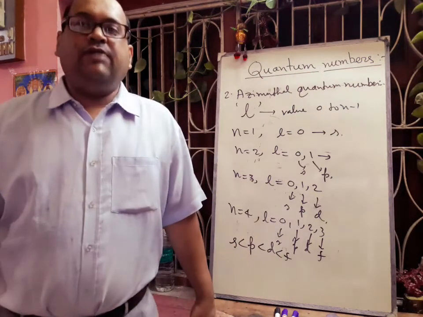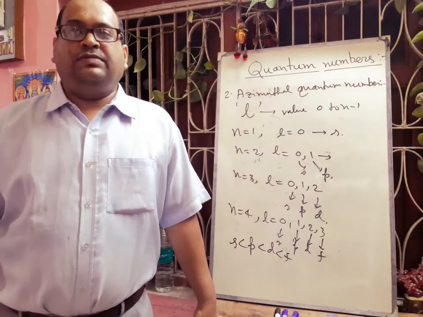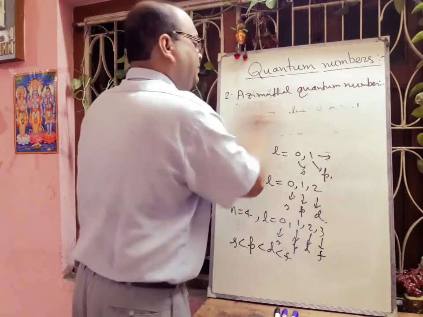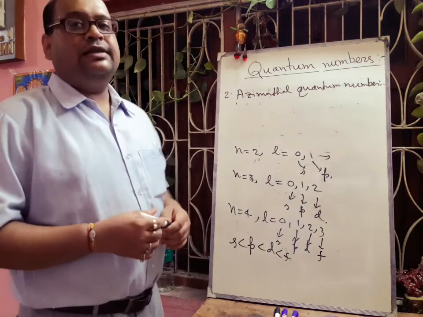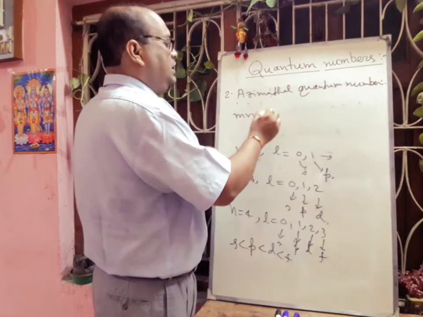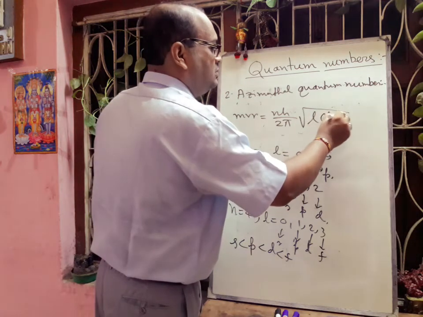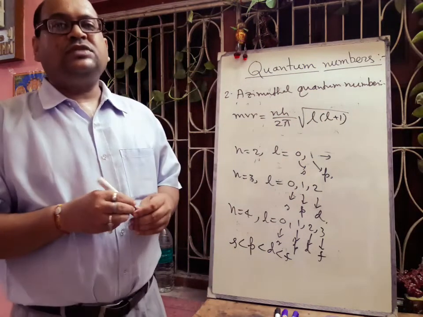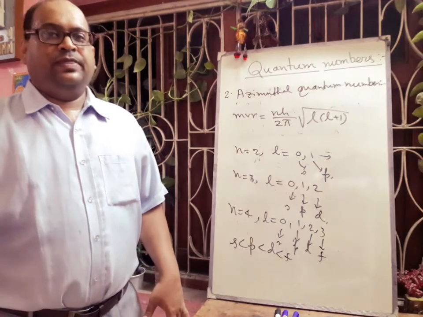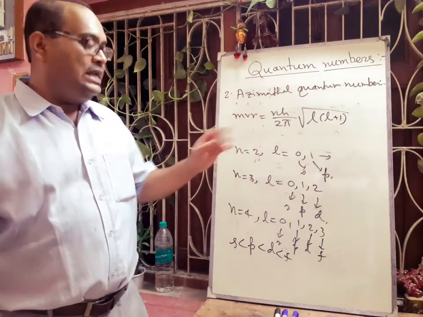Now here one thing you have to remember, that this quantum number also determines the angular momentum of the electron, and it is given by one equation: the angular momentum of the electron, mvr, is equal to nh by 2 pi, root over l into l plus 1. This is the angular momentum of the electron. So from here you can easily understand what l indicates.